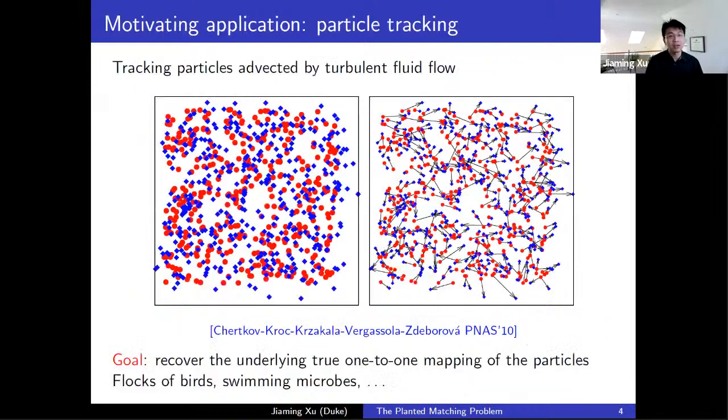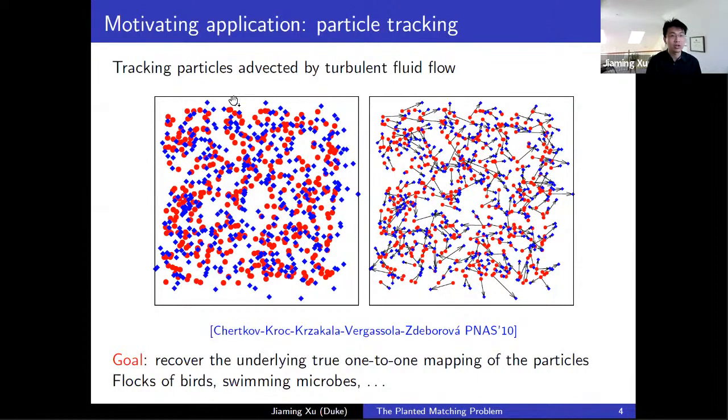Okay. So the study of this planted matching problem also has a very practical implication. In particular, it is inspired by the problem called particle tracking. Imagine that in many applications, you may encounter different moving objects, and you may be interested in tracking their moving trajectories. These objects can be flocks of birds or swimming microbes. Here I focus on two video frames out of a sequence of video frames. You want to match each object in one frame to the correct correspondence in the next frame. And if you can match them correctly for every two consecutive frames, then over the course of the video, you can track the moving trajectories.